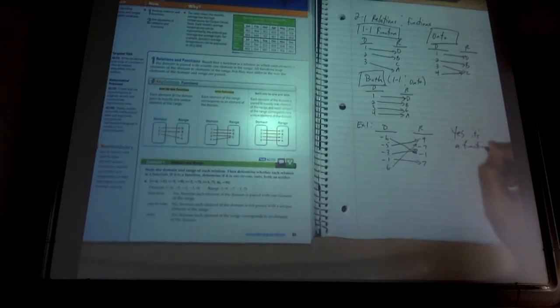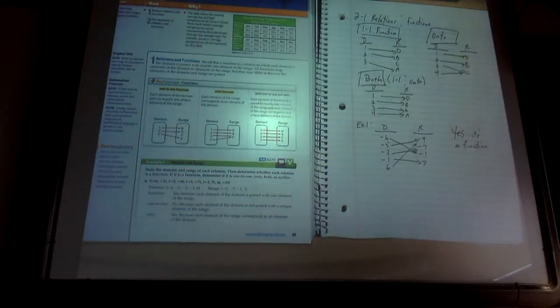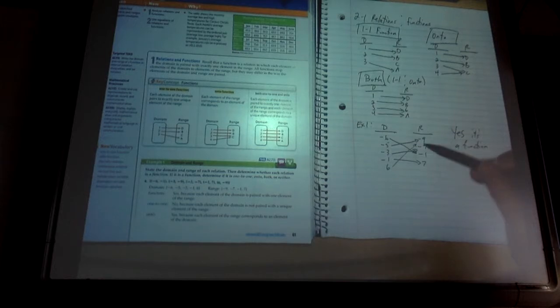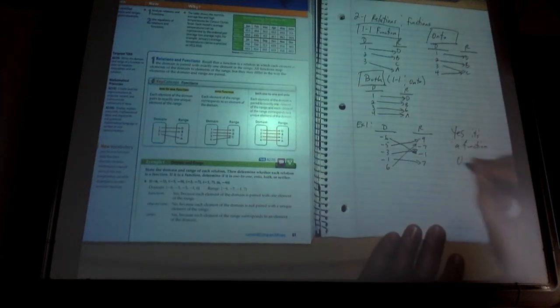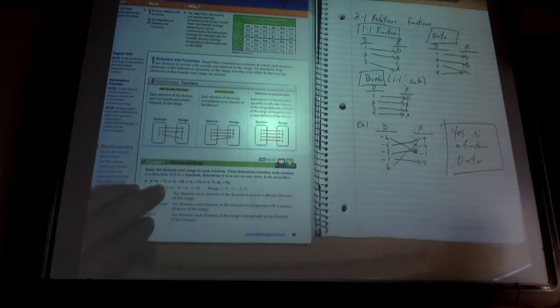All right, each x has its own y. Now, I have to determine what type of function. Is it 1 to 1, onto, or both? We just hit, hey, these two x's are going to the same y, so it's not 1 to 1. But every element of the range is used. Everything that we wrote down in the range has an arrow going to it, so this definitely means that it's onto. So our answer here would be, hey, it is a function and it's onto, all right?